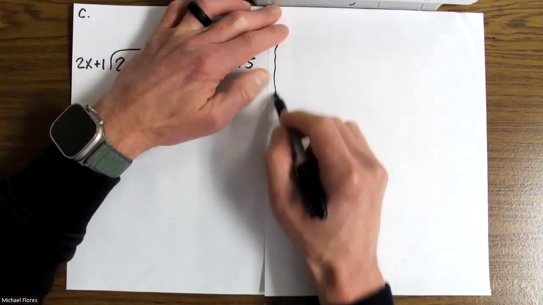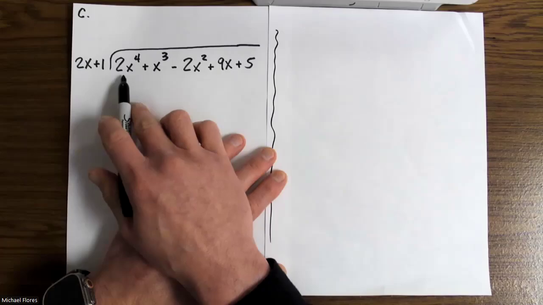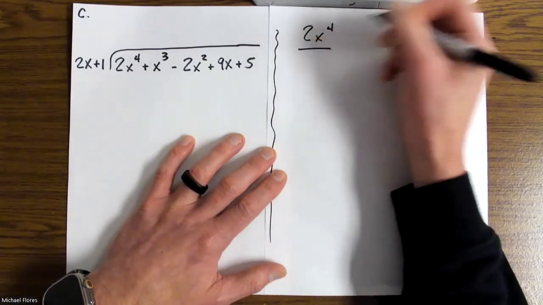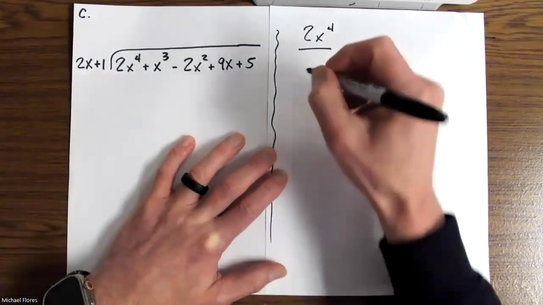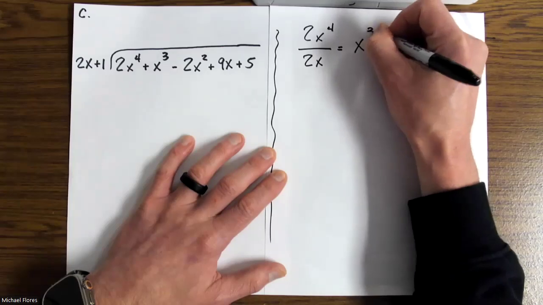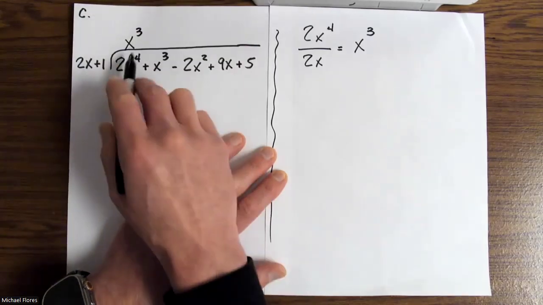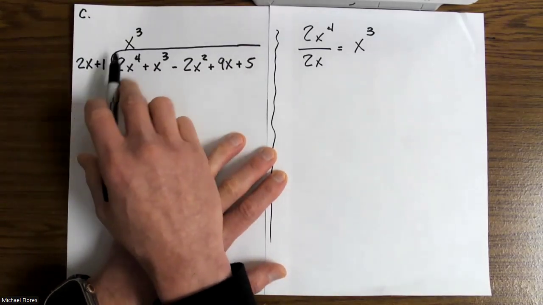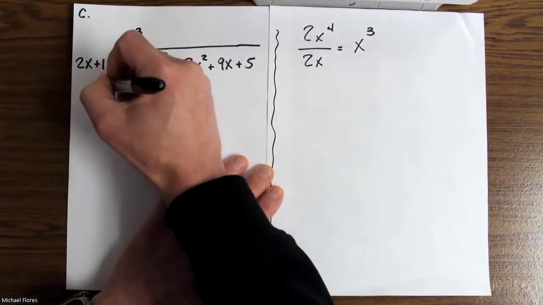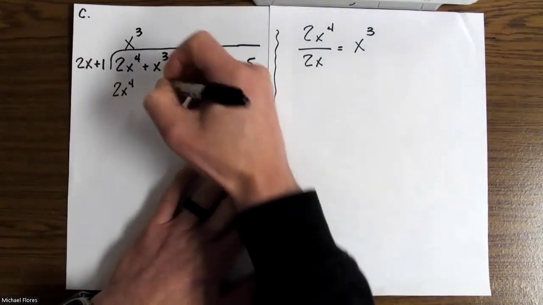Let me section this off. And now we're going to begin our process. Let's take that term in front, and we're going to divide it by the first term there. That gives us x cubed. We're now going to take what we wrote down and multiply it by this binomial. x cubed times 2x is 2x to the fourth. x cubed times 1 is just x cubed.